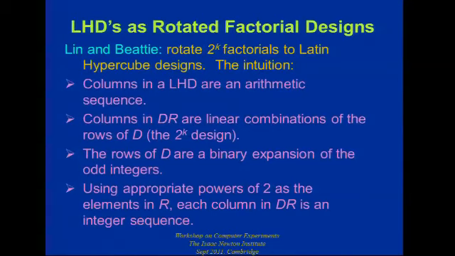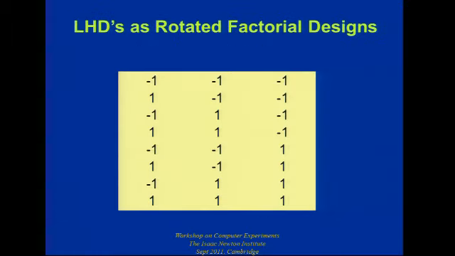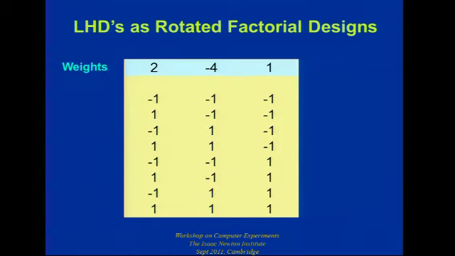Okay? And then when you take all those binary expansions, you actually generate precisely an arithmetic sequence. And so we're just going to use appropriate powers of 2 in our matrix R. The way it works, again, is very simple. Here you have a 2 to the cubed factorial design. I'm going to stick on weights, which are powers of 2. You can put the weights anywhere you want. You can put plus or minus signs on them.